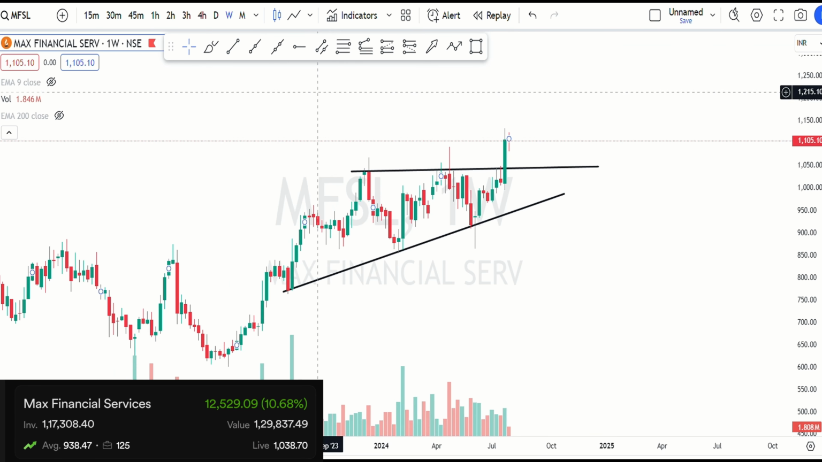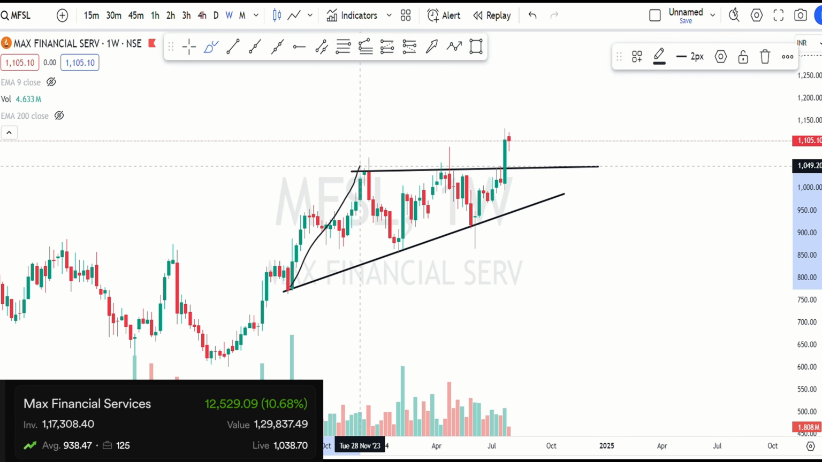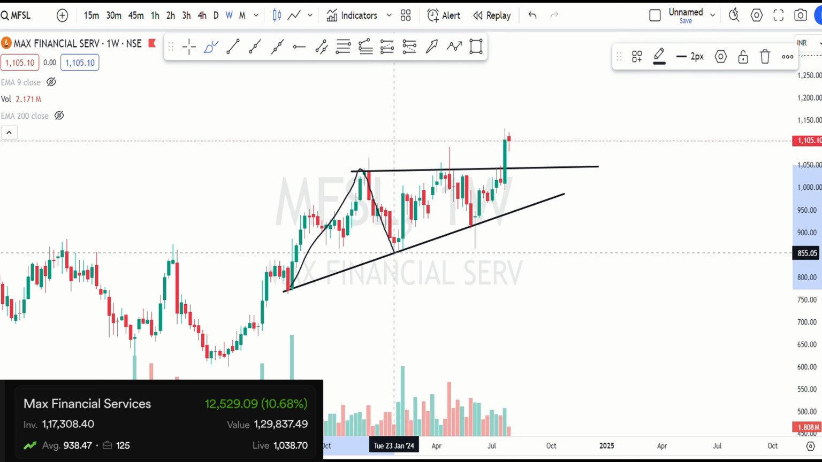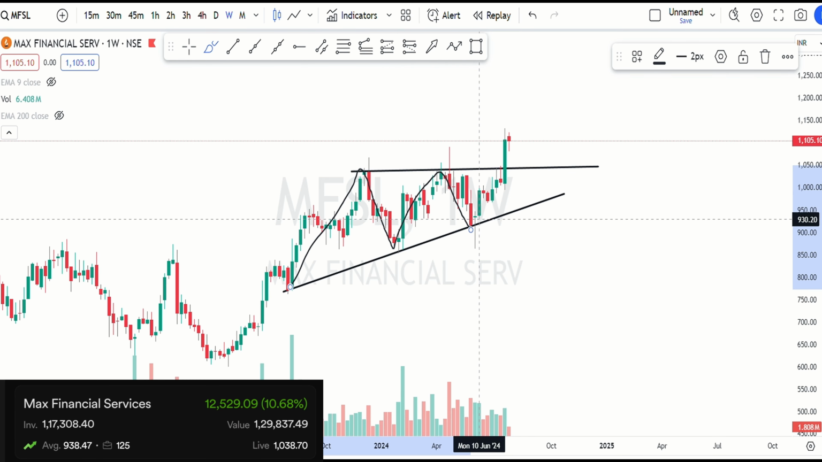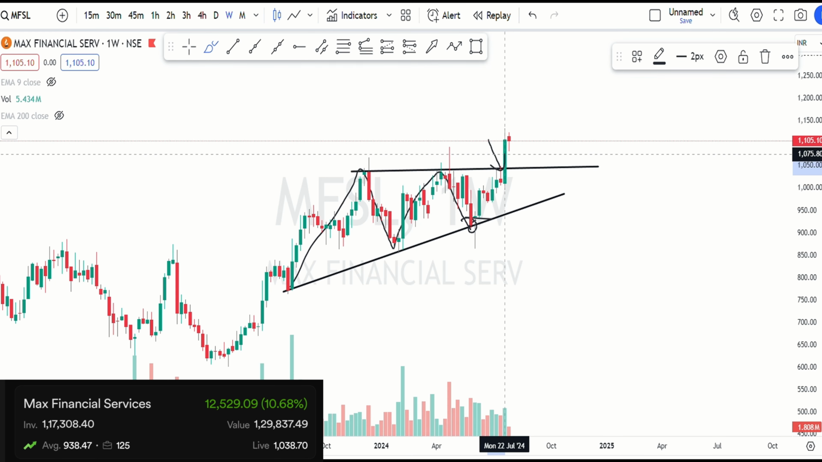So this is just a simple one. When the stock came, one touch and second touch, right, and on the third touch we're going to enter. I entered exactly at this place and sold exactly at this place.